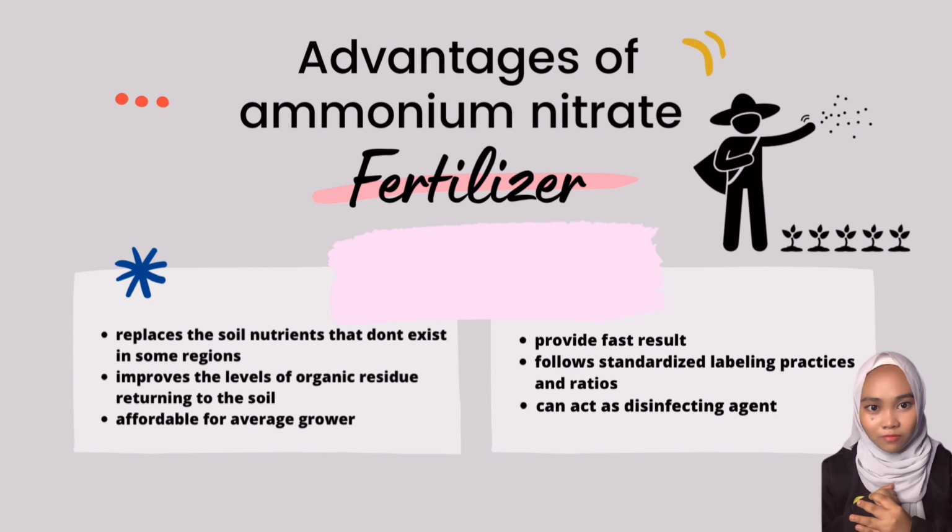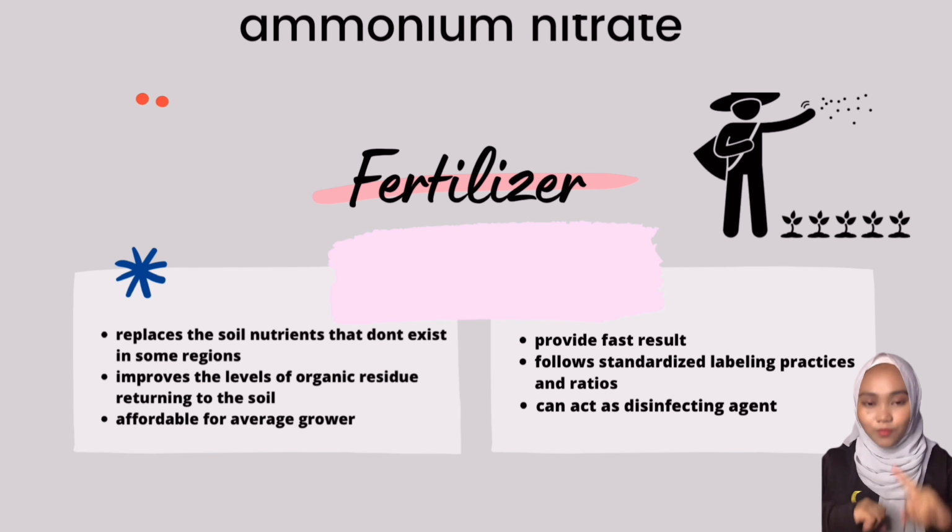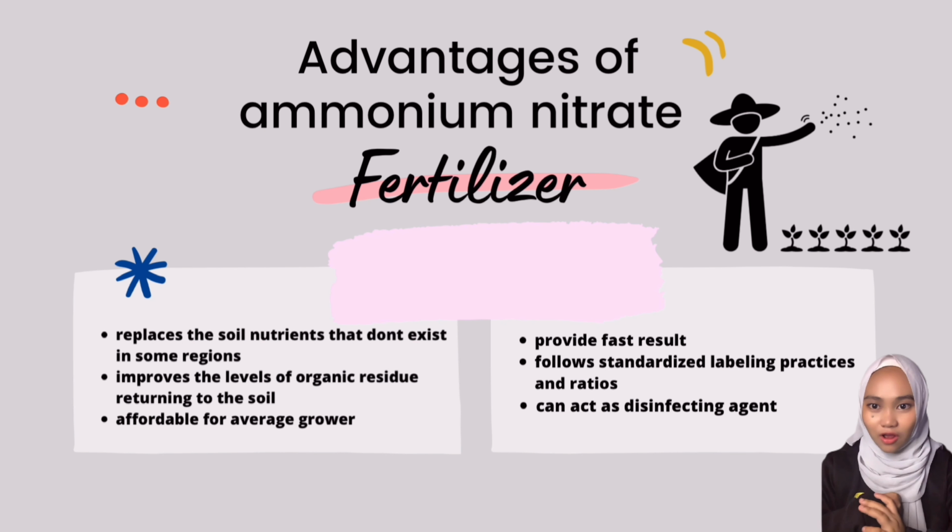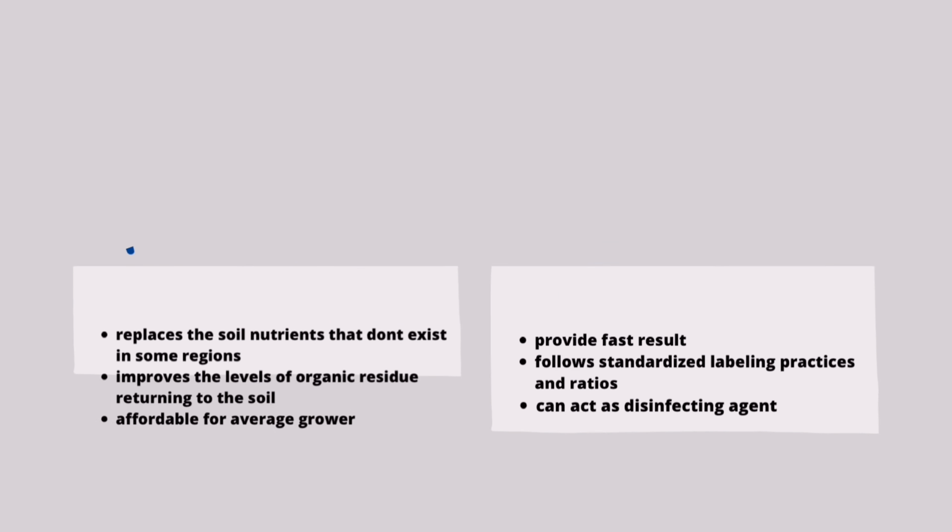Why do we say that ammonium nitrate is a good fertilizer? It is because this fertilizer follows standardized labeling practice and ratio. This can reduce the risk of over fertilizing that can increase the soil pH, so that it will not affect the plant growth. Hence, ammonium nitrate can also act as a disinfecting agent whereby it is possible to remove potentially harmful components from the soil.